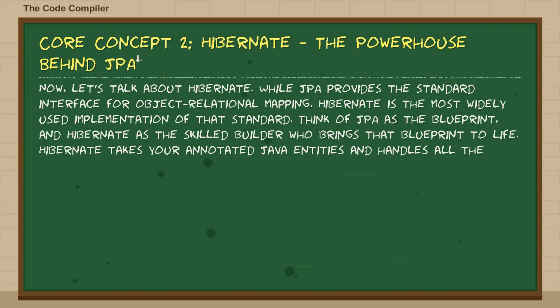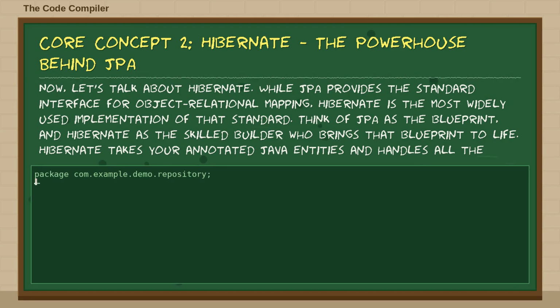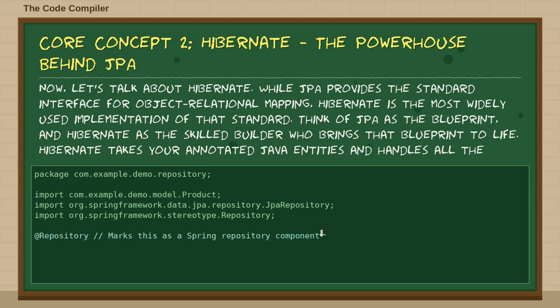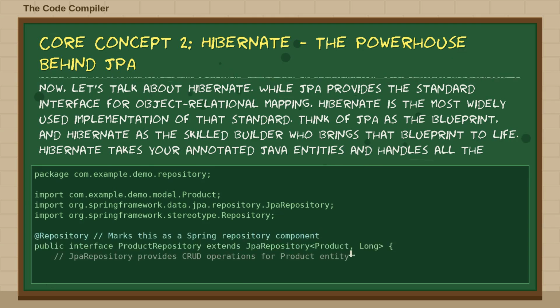Spring Data JPA further simplifies this by providing powerful repository interfaces. By simply extending JpaRepository, you get a whole suite of common database operations like saving, finding by ID, deleting, and more, without writing a single line of implementation code. It's truly magical and boosts your productivity immensely.